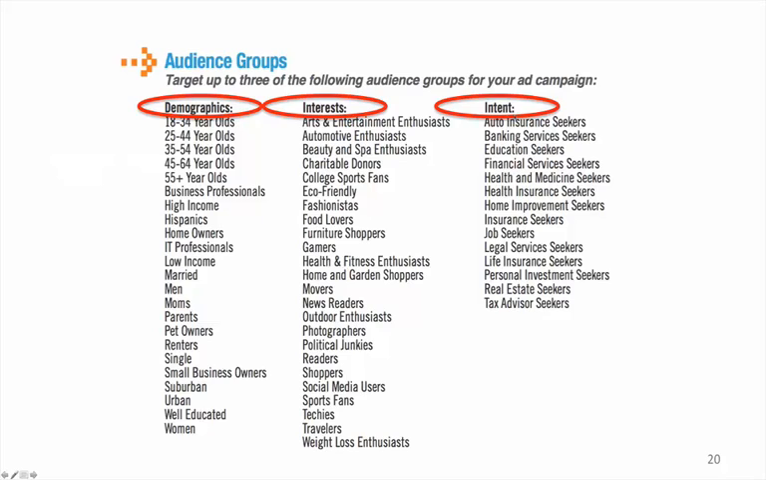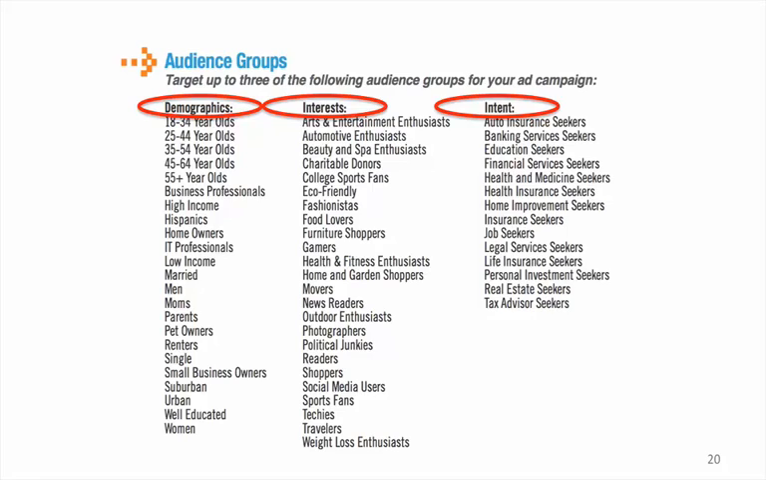Over here on intent, based on the sites that people are visiting, we can know, are they looking for auto insurance? Are they looking for banking services, education, financial services, health and medicine, right? You typically are not going to go visit an auto insurance site unless you are looking for auto insurance. Same with life insurance or tax advisory services. So you combine these three things, demographics, interest, and intent, and then you target all of those on a local basis within 15 miles of your business. I think you can see how powerful advertising digitally can become.